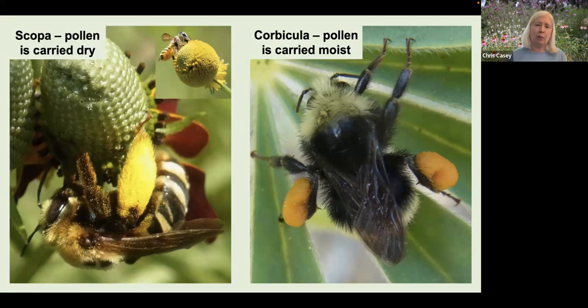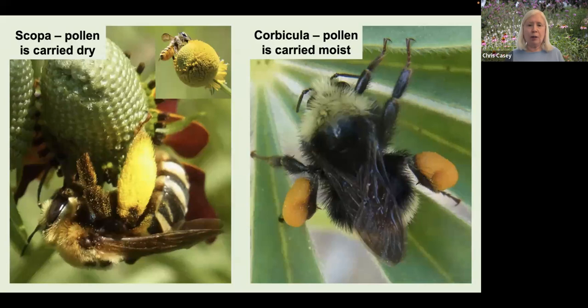The other thing to think about in terms of bee biology and how this relates to our gardens is the way that bees carry their pollen. Most bees carry pollen externally on their legs. Some carry it on the underside of the abdomen, and a very few species carry their pollen internally. But there's two main ways that it can be carried externally. Bees that carry pollen dry do it in a structure called a scopa, which is simply a series of long hairs that they can pack the pollen into.